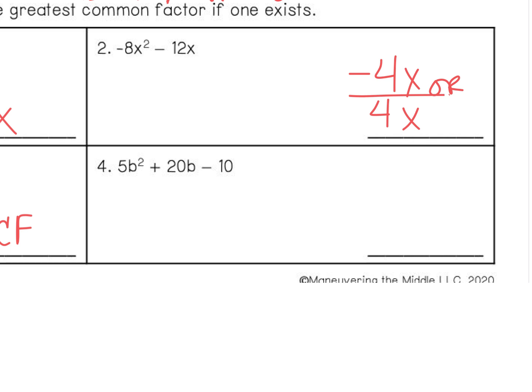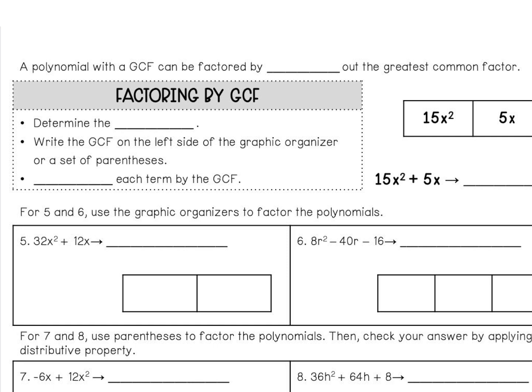What about this last one? 5 and 20 and negative 10. 5, is there a letter? No, they don't all have the B on them. So in this case, it's just the number 5. So a polynomial with a GCF can be factored by dividing, okay?